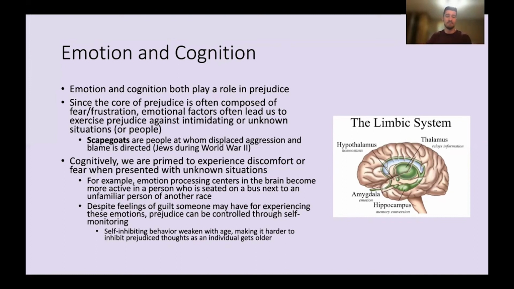And the ability to inhibit prejudiced thought actually decreases with age, which we'll talk about in a little bit. So scapegoats are people at whom displaced aggression and blame is directed. The Jews during World War II, for example, were scapegoated for economic ruin, among a couple of other things, in Europe during the 20th century.